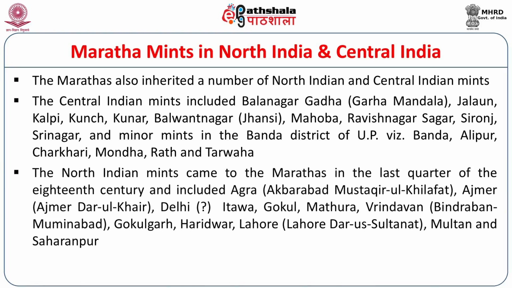Also the North Indian mints, which came to be dominated in the last quarter of the 18th century when the Mughal power was at its base, included Agra, which was also called as Akbarabad, Ajmer, Delhi, Etawah, Gokul, Mathura, Vrindavan, called as Bindraban, Muminabad, Gokulgarh, Haridwar, and finally Lahore and Multan. Saharanpur in eastern Uttar Pradesh was also a part of this.